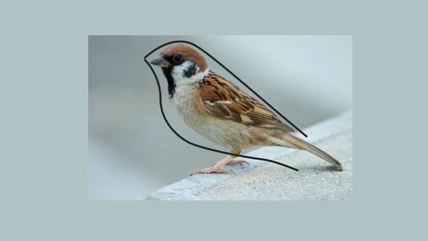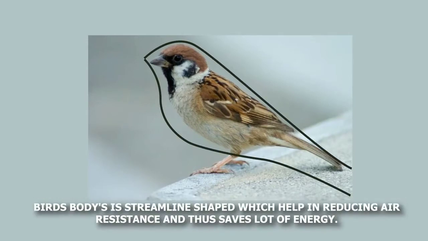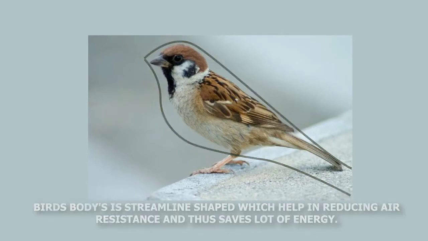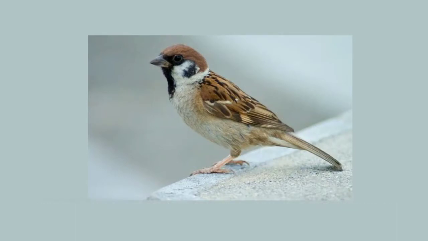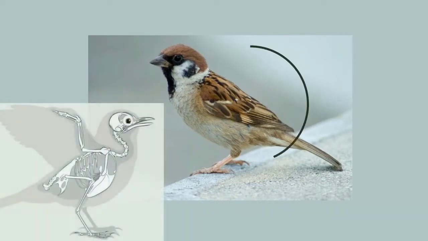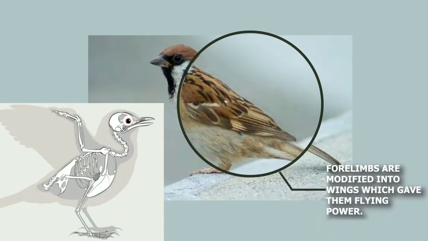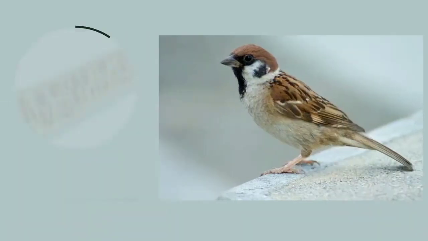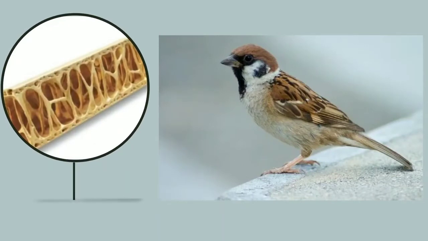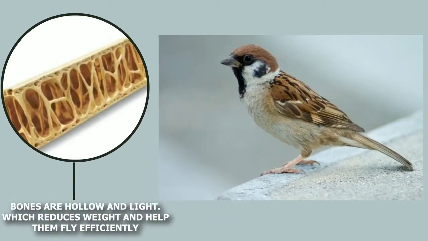A bird's body is streamlined, which helps in reducing air resistance and thus saves a lot of energy. Generally animals have four limbs, such as people, dog, monkey, etc., but in the case of birds, forelimbs are modified into wings which give them flying power. Birds' bones are hollow and light, which reduces weight and helps them fly efficiently.